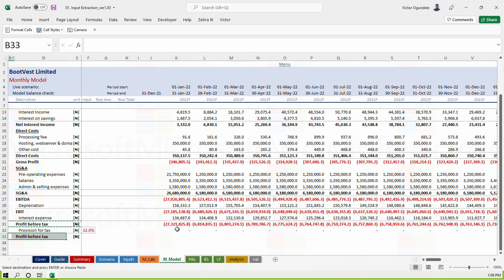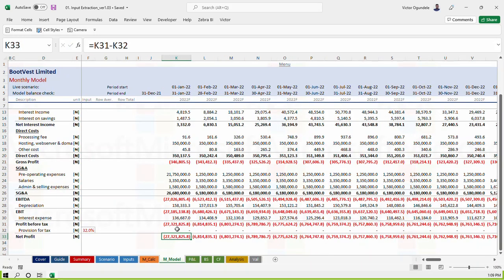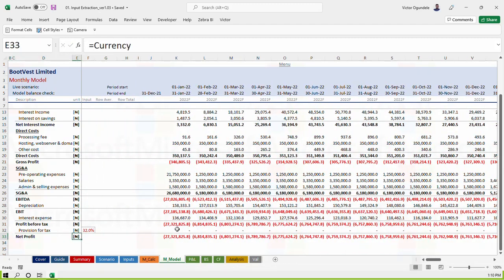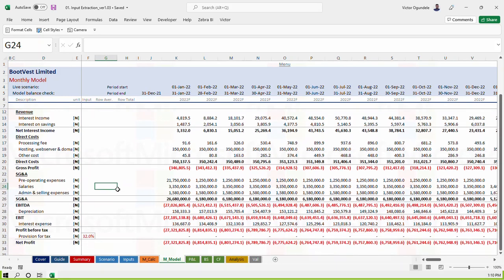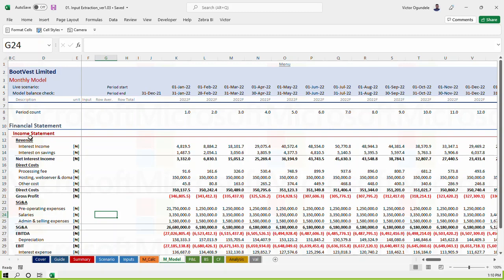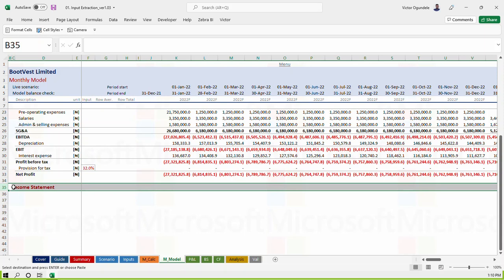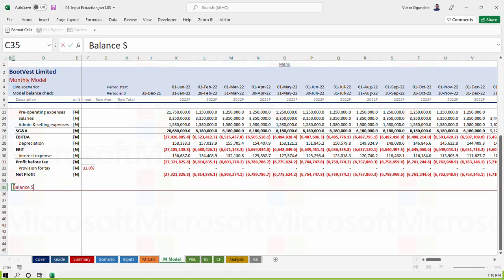So the profit for the period, let's call this net profit. We're saying equal to my profit before tax minus my provision for tax, and then we have this. Now this is looking great, right? Okay, so let's go ahead and build our balance sheet.